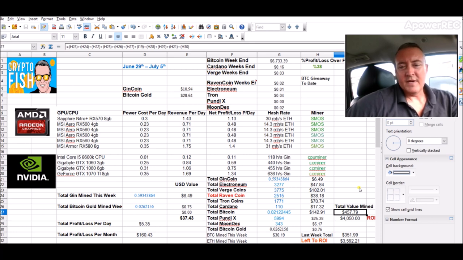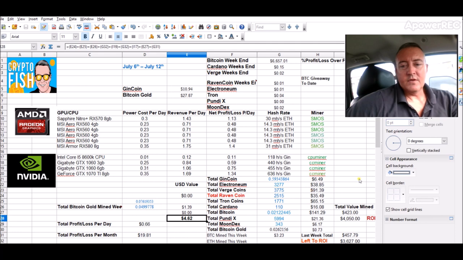That's my highest total value mined to date. As you can see here, over $108. It increased over the previous week of total value mined, so I'm happy with that. At least I was. It did drop. So far this week, which started today, we're only at 423 value mined. Some of these coins went down, but that's the way it is. I'm still happy with it.